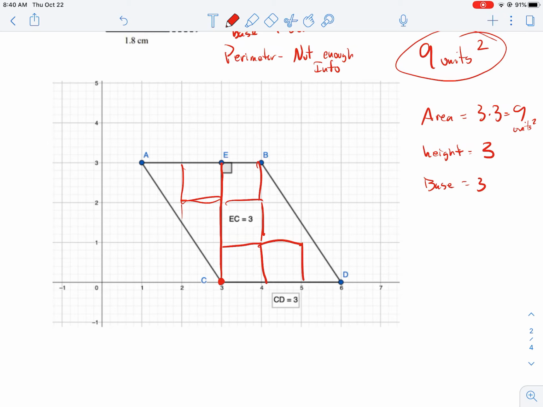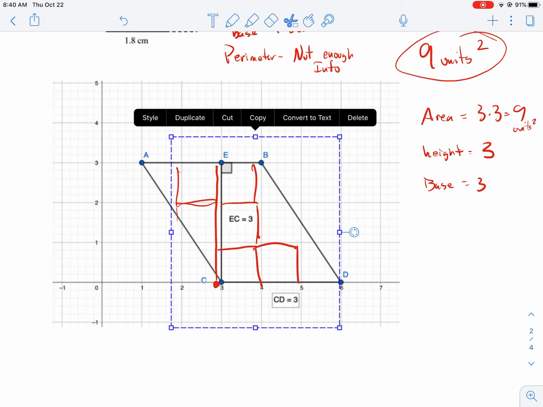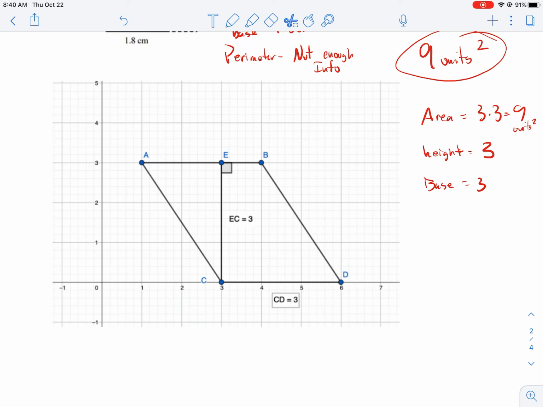Okay? Also, it's important to point out that if we were to take this triangle here, and cut it off here and reattach it on the other side of our parallelogram, we would get a square. Right, 3 by 3 square. And so how many 1x1 squares do we see inside this square here? We see 9 units, okay?